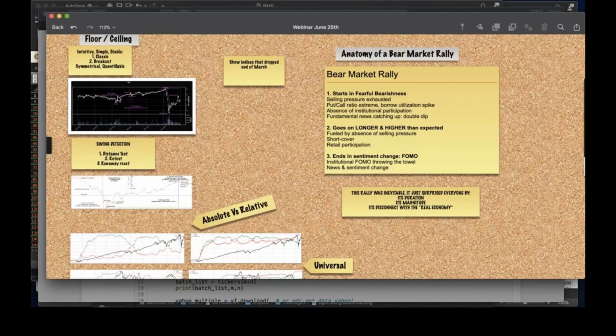So what happens is, because all the selling pressure is exhausted, any buying pressure tilts the stock up. The very important thing to understand about bear market rallies is that they go on much longer and much higher than most people expect. And this time around, I was caught on the back foot, but I'll explain that later. I made a lot of mistakes. It goes much longer and much higher than people expect because all the selling pressure is gone.